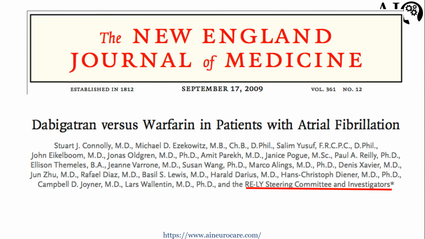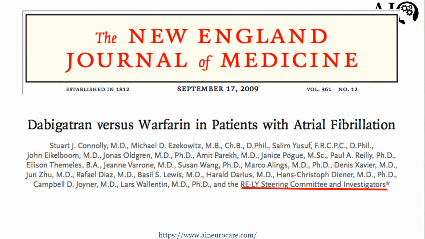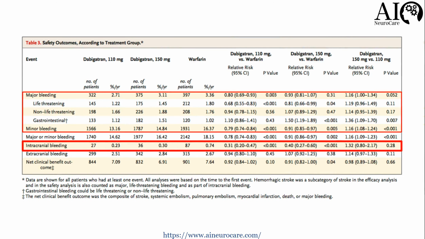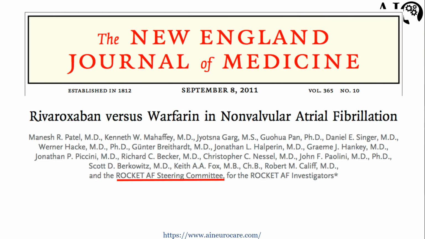So the first study is the RE-LY study, which was dabigatran. If you look at it, for stroke or systemic embolism, it was non-inferior to warfarin. For intracranial bleeding, if you look at the p-value, it showed that it is better than warfarin, both at 110 milligrams and 150 milligrams. But overall risk of major bleeding was not statistically significant. Hence, the company never marketed it as a safer medication. However, things are changing. We'll come to that in a minute.